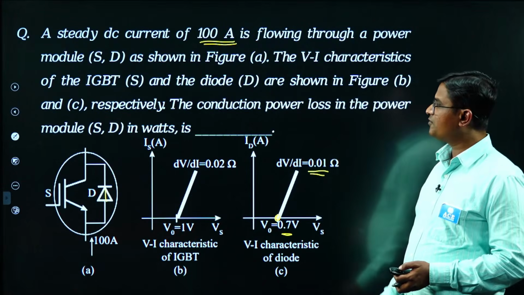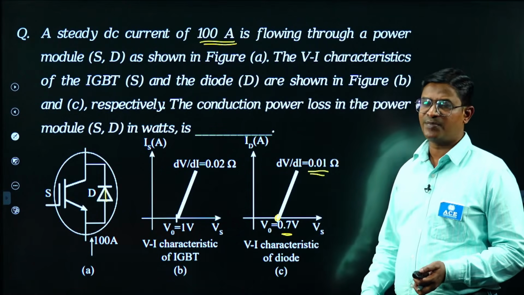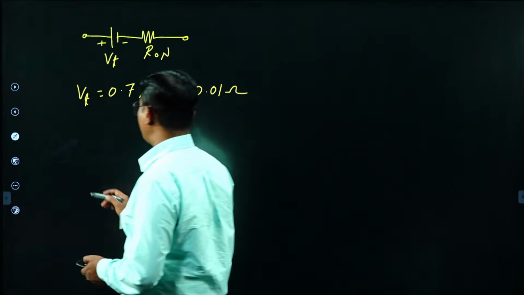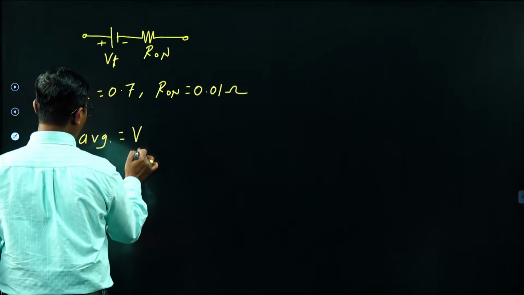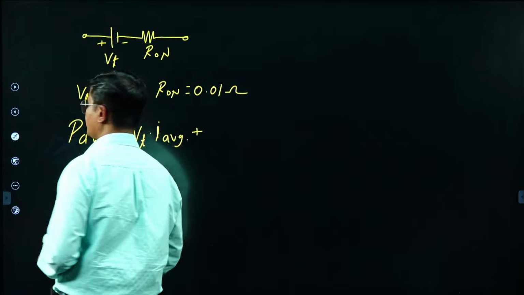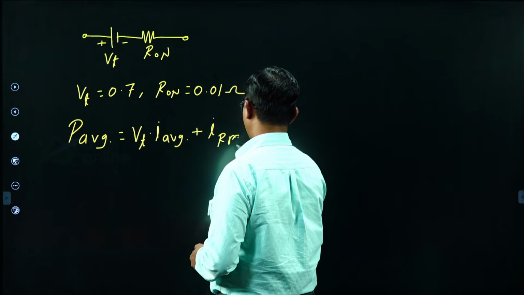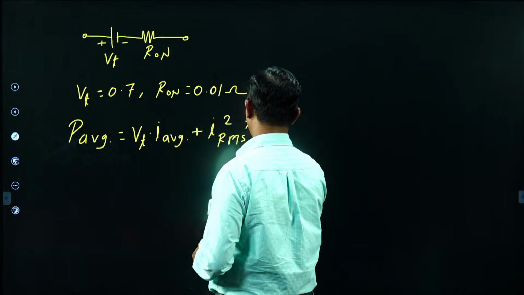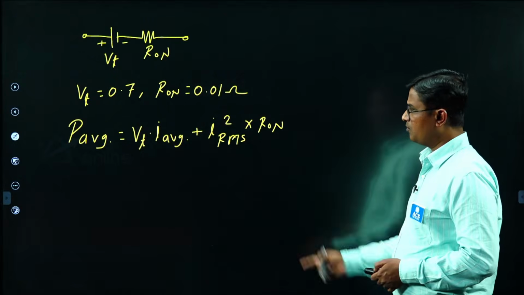Now tell me, if a constant current of 100 ampere flows through this diode, then what is the P average? We know in case of diode, in third piecewise modeling, P average equals Vt into I average plus I RMS square into Ron. Now put the values here.